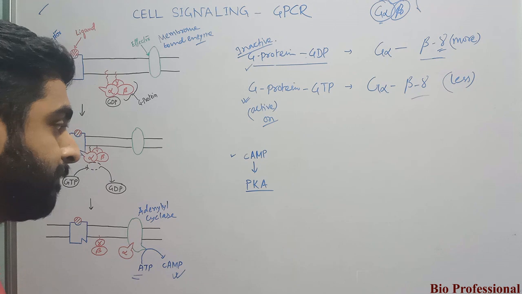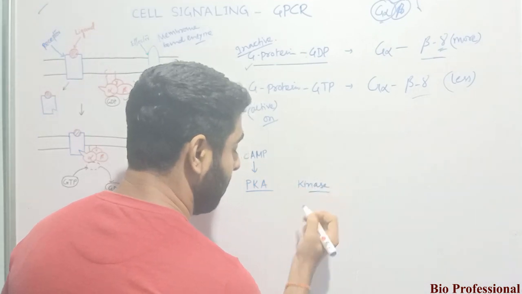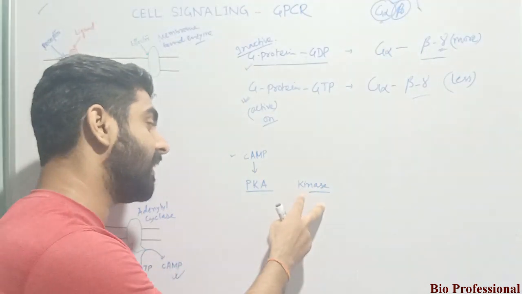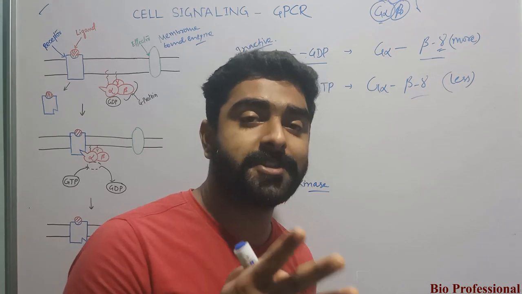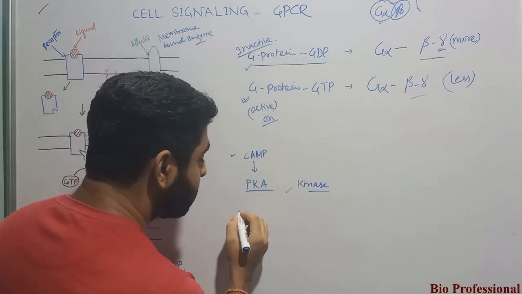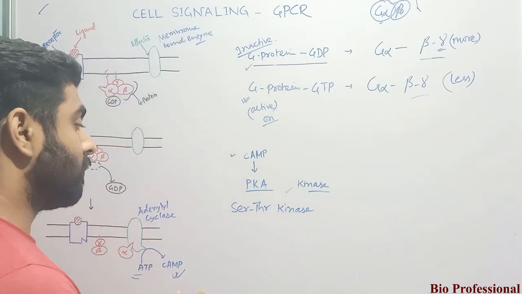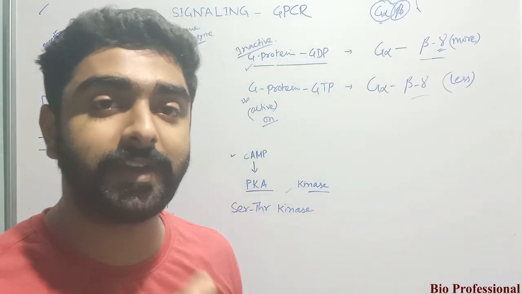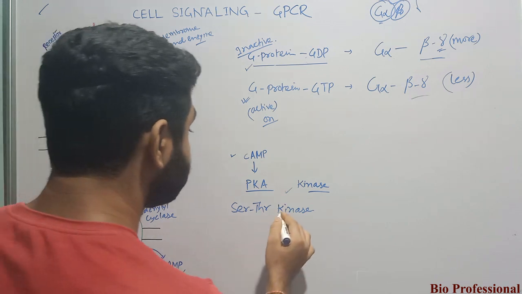This is protein kinase A. As we are saying, this is a kinase, that means it is an enzyme. It will phosphorylate some amino acid residue, and based on which amino acid residue it phosphorylates, we classify the enzyme. So this is basically a serine threonine kinase. Likewise, if the kinase phosphorylates the histidine residue, we call it histidine kinase. If it phosphorylates tyrosine residue, we call it tyrosine kinase. So here we call it serine threonine kinase.